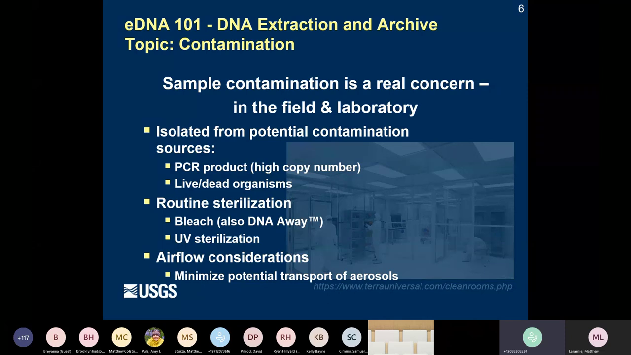You can use UV radiation. That can also be useful for this. UV does attenuate pretty quickly in space, though, so it needs to be powerful and/or pretty close to the surfaces that you're trying to sterilize to be effective. And we should also even consider things like airflow within a building. We want to minimize the potential transport of aerosols from what we might consider a contaminated room into an uncontaminated room performing our DNA extractions.